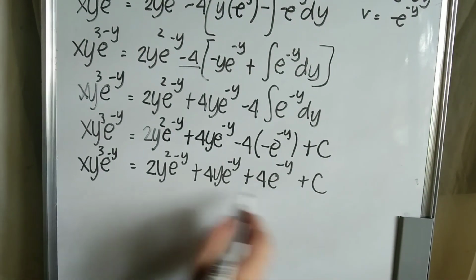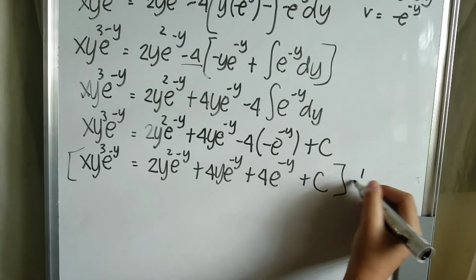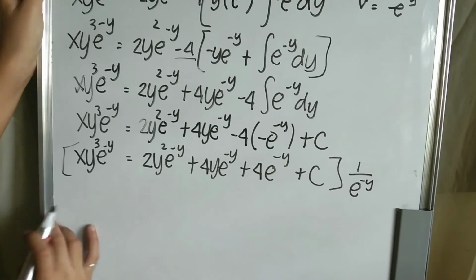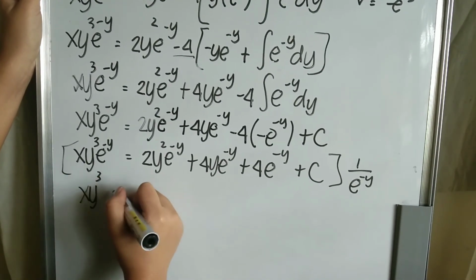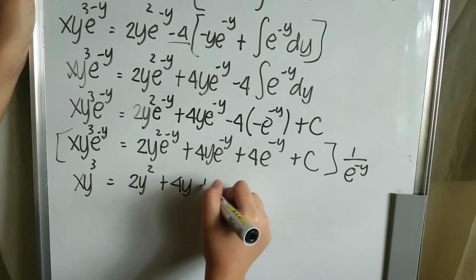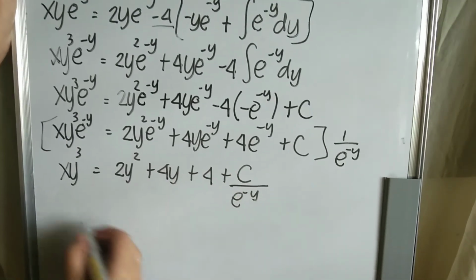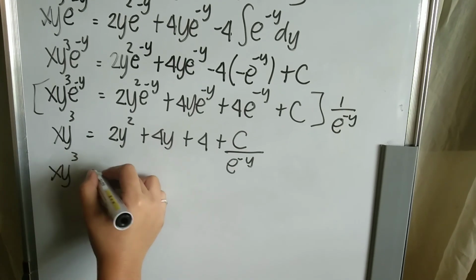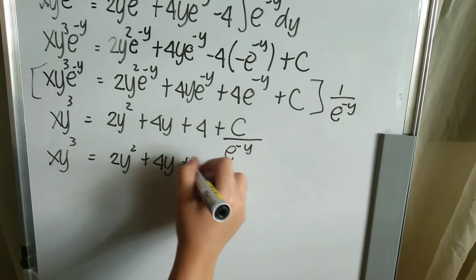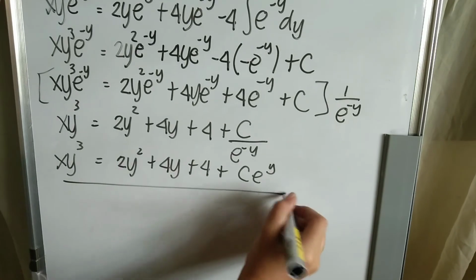Since all of our terms here contain e raised to the power of negative y, we will simplify our equation by dividing both sides by e raised to the power of negative y. So this will become x y cubed is equal to 2y squared plus 4y plus 4 plus c over e raised to the power of negative y. And we can rewrite this into x y cubed is equal to 2y squared plus 4y plus 4 plus c times e raised to the power of y. And this is now our final answer.